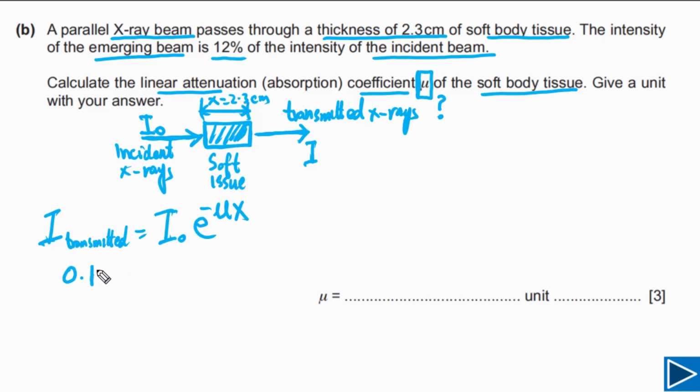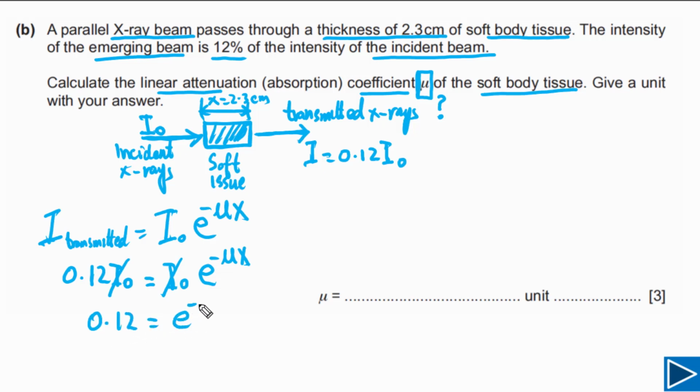So we can write down this is 12% of I naught, or simply you can also write down here I is equal to 0.12 of I naught. So in this case, I transmitted is 0.12 of I naught, and here we have I naught e to the power of negative mu x. Now you can see I naught we have on both sides, so simply we can cancel I naught with I naught. So we are left with 0.12, and this is equal to e to the power of negative mu x.